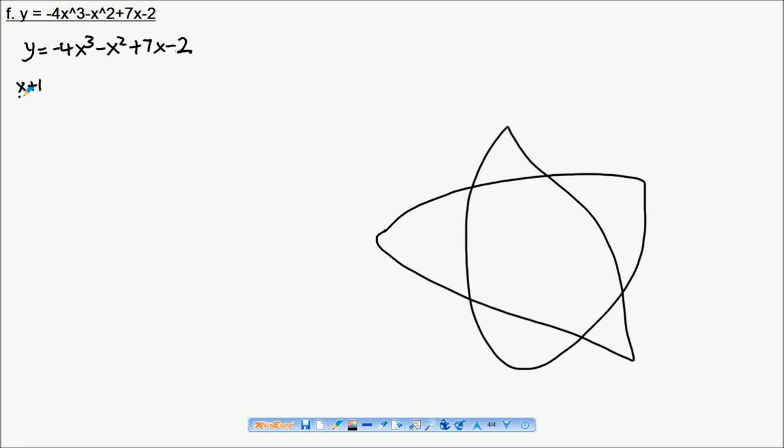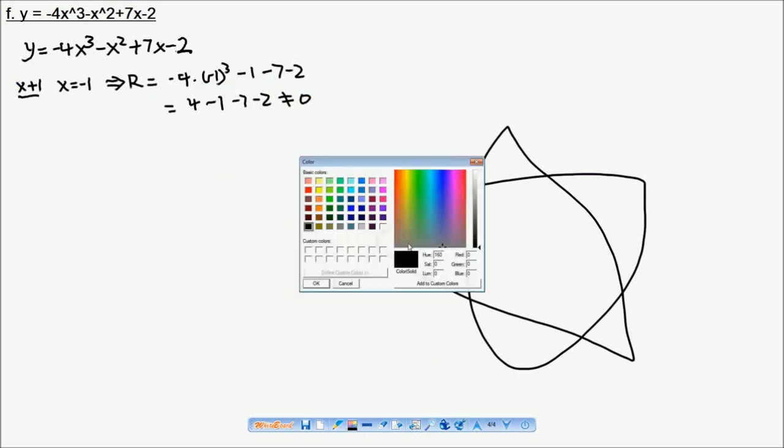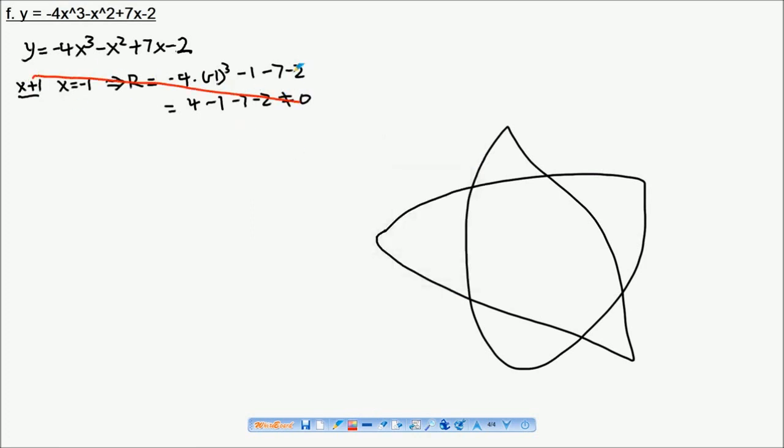And we substitute x equals minus 1 in for the remainder, which is minus 4 times minus 1 cubed minus 1 minus 7 minus 2, which is 4 minus 1 minus 7 minus 2, which is not 0. So this is not our remainder.